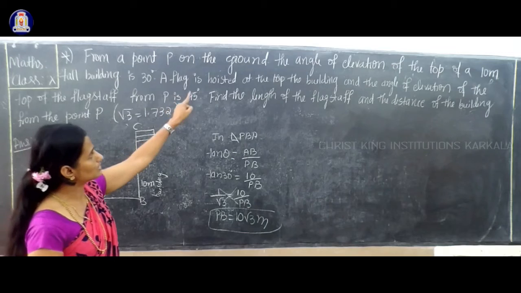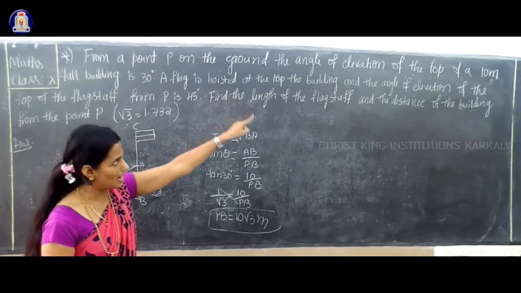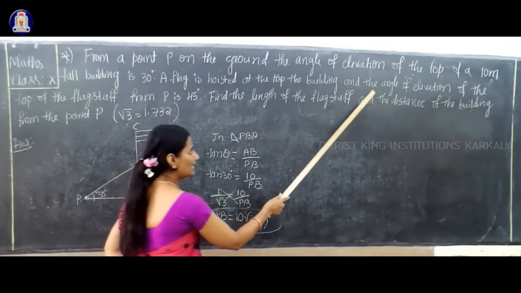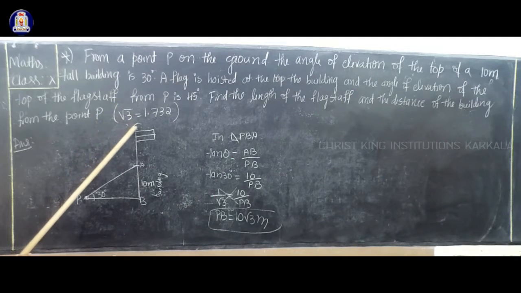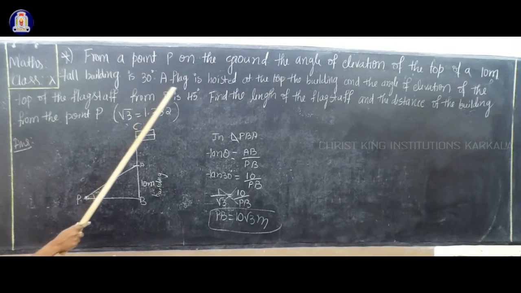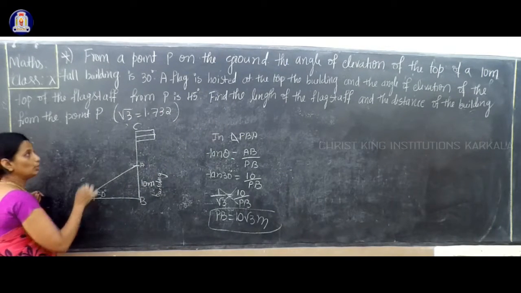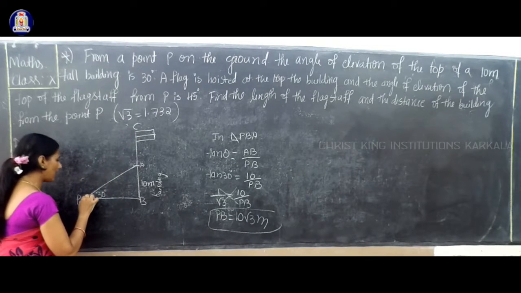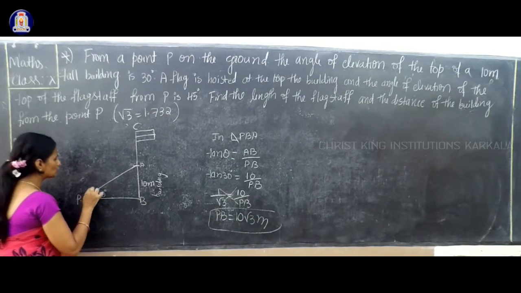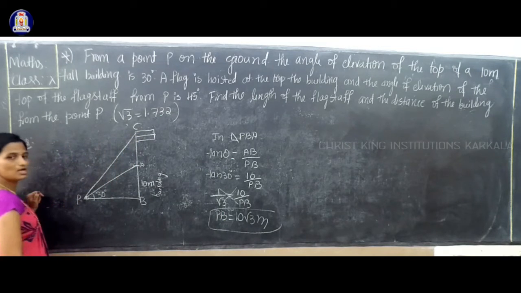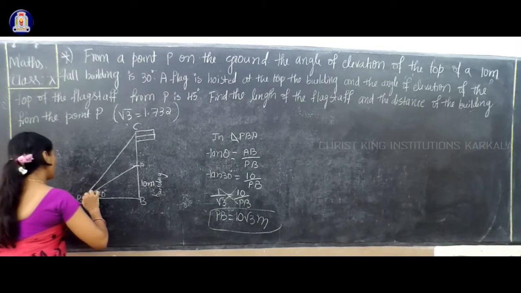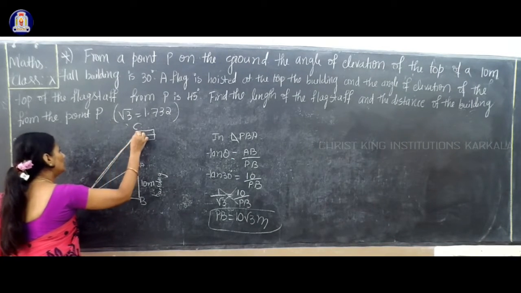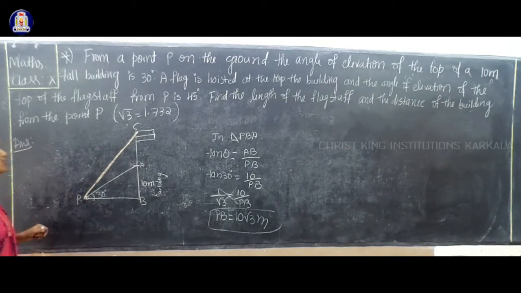The flag is hoisted at the top of the building, and the angle of elevation of the top of the flag from the point P is 45 degrees. So I'll join this one. How much is this here? 45 degrees. I'll draw in color chalk. From the point to the top of the flag is 45 degrees.